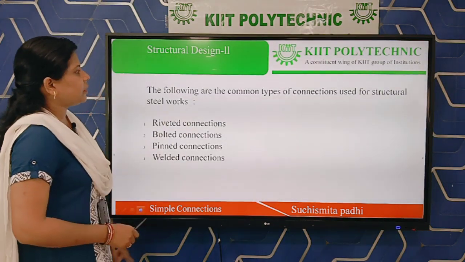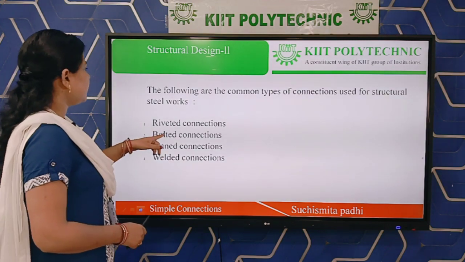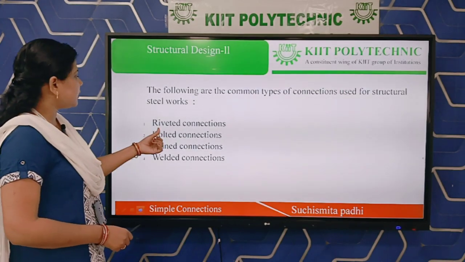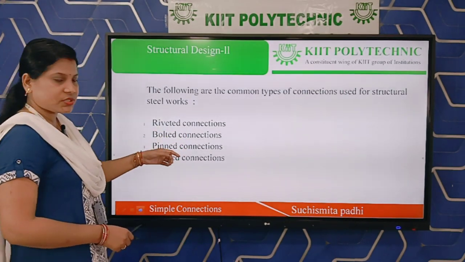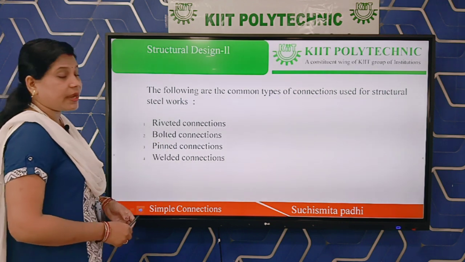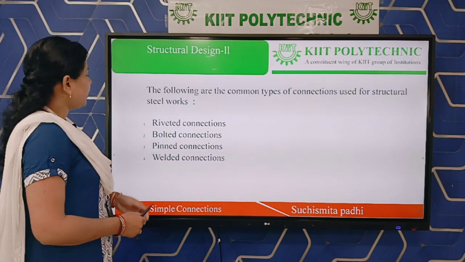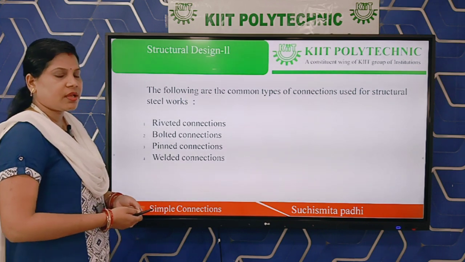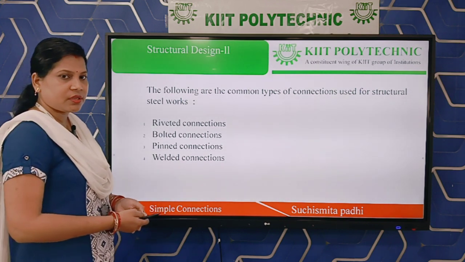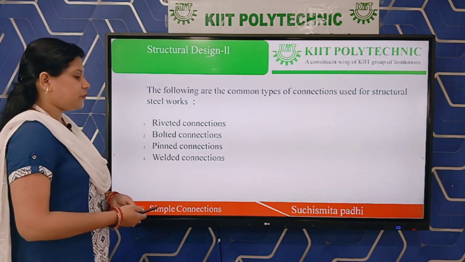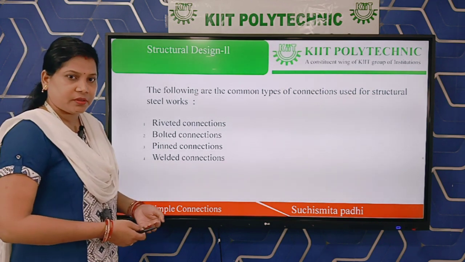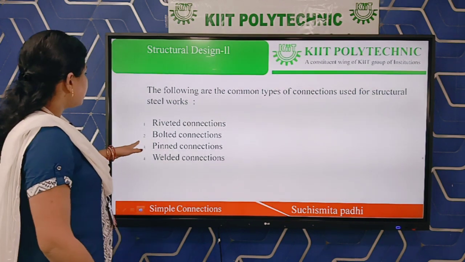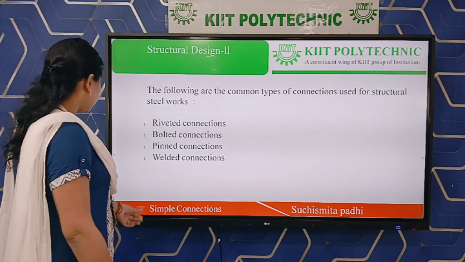The following are the common types of connections used for steel works. There are four types of connections: one is riveted connection, another is bolted connection, third is pinned connection, and fourth is welded connection. Today we will cover riveted connection: what is a rivet, what is riveting, what types of rivet we use, and the different types according to the shape of the head and according to the place used. So let's start riveted connection.